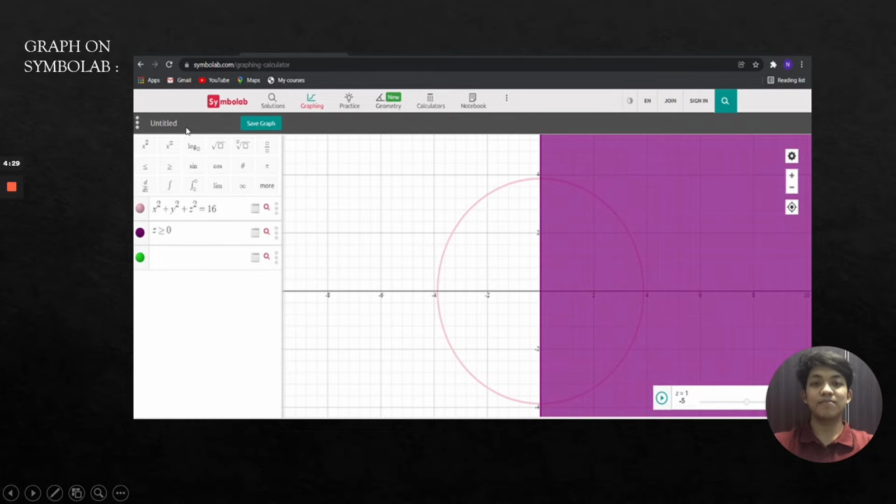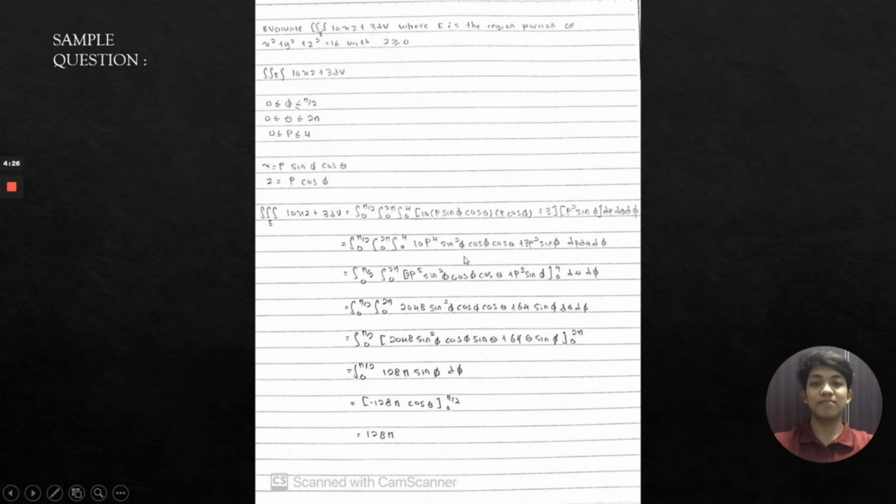This graph we use the Symbolab software, and the value of x equals rho sin phi cos theta, and the value of z equals rho cos phi. Substitute the value of z into this general equation, and we get this equation. Firstly, do the first integral over d rho, and then we get this equation. Then substitute the values 4 and 0.